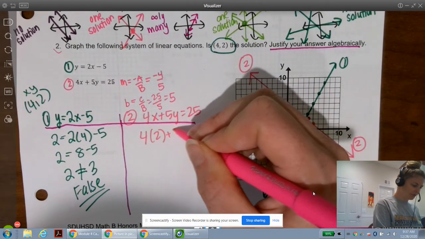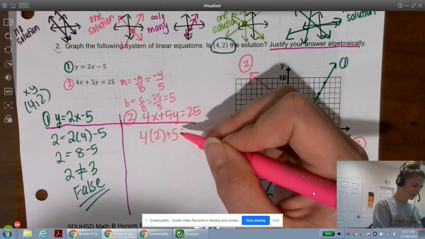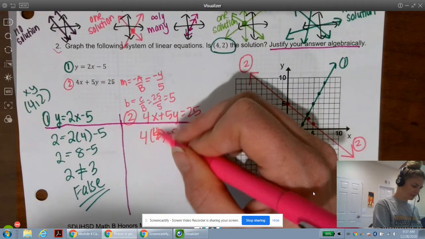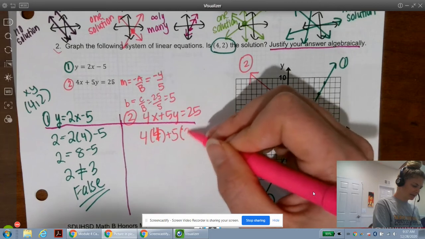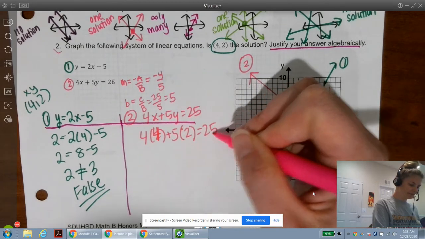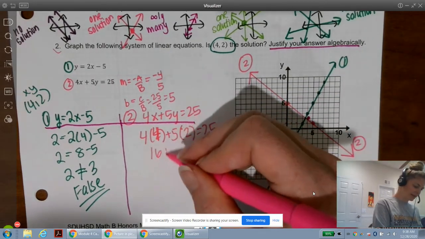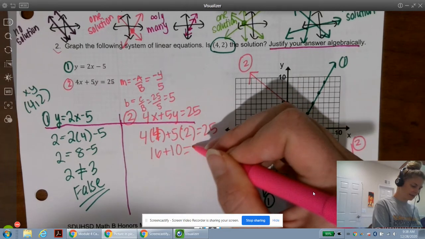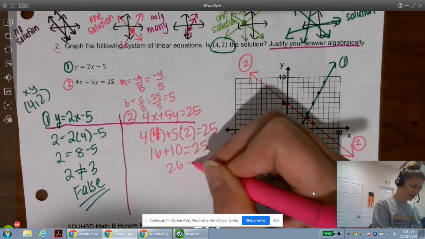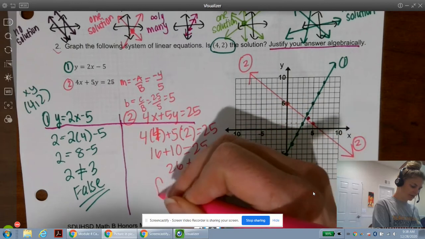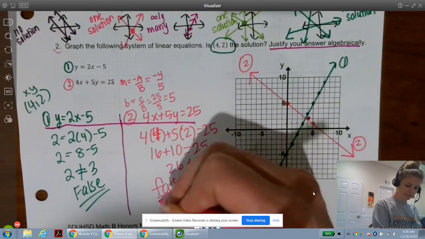4 times 2 plus 5, x is 4. 4 times 4 plus 5 times 2 equals 25. 4 times 4 is 16. 5 times 2 is 10. And this is 26, which does not equal 25. So this, again, is a false statement.